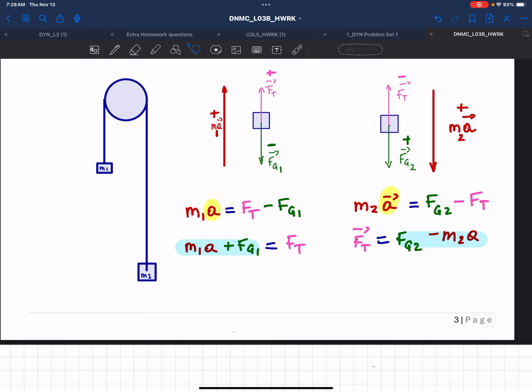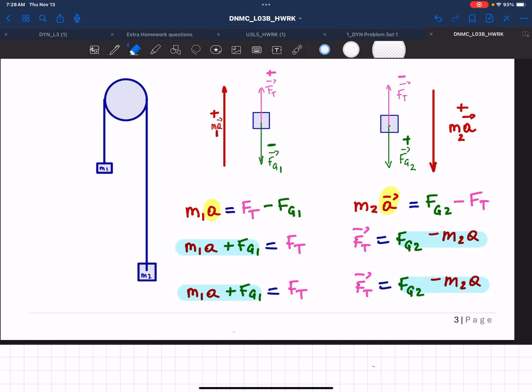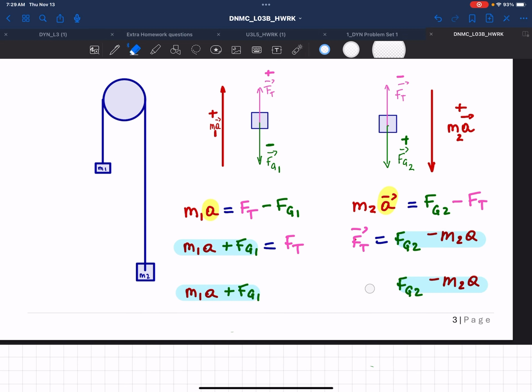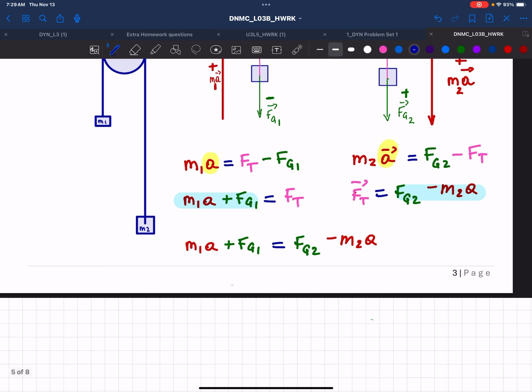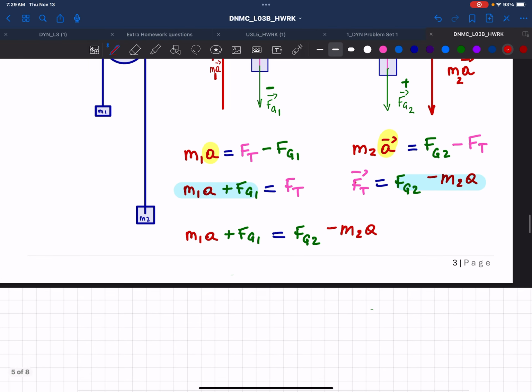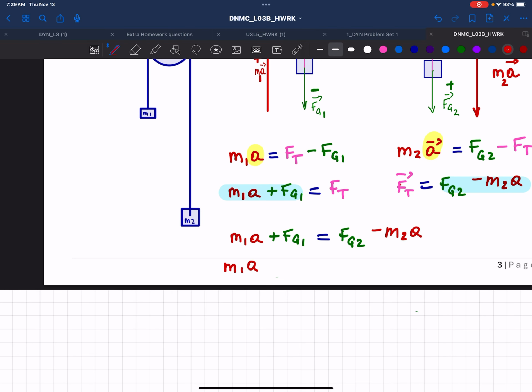I'm going to do something kind of neat here. Just going to copy and paste, it's a little bit faster. All right. And I'm going to say that these two Ft's mean the same thing. Bring them close to each other, so they must be equal as well. And now we're going to start solving for A. If we want to solve for A, it means that we're going to take them to one side of the equation. M1A plus M2A will be Fg2 minus Fg1.